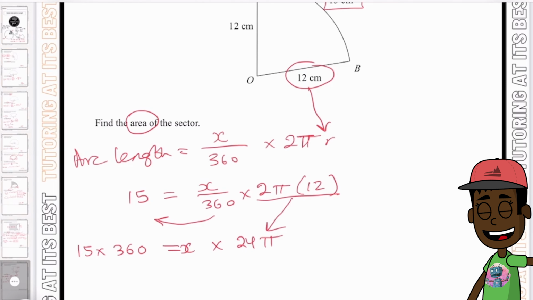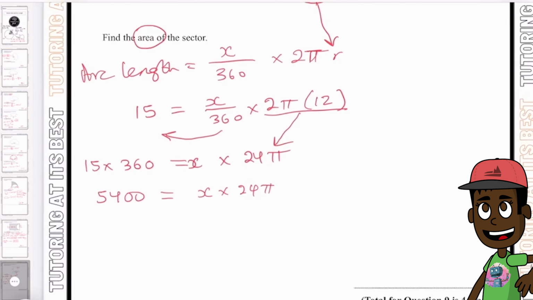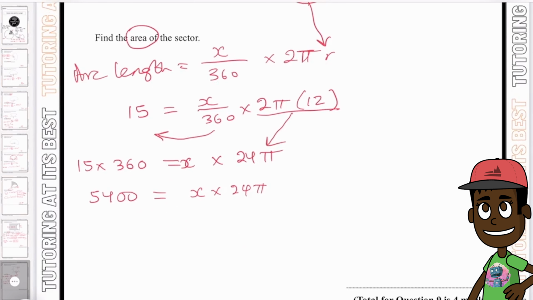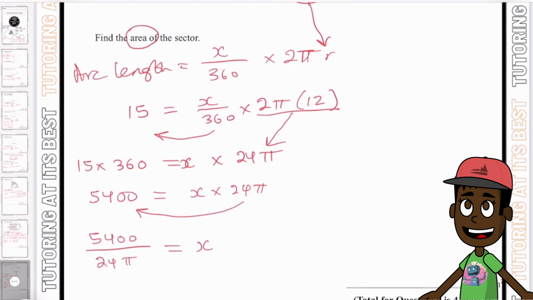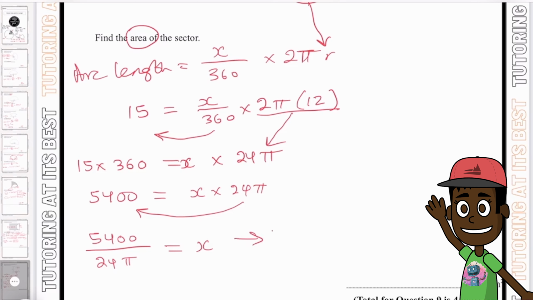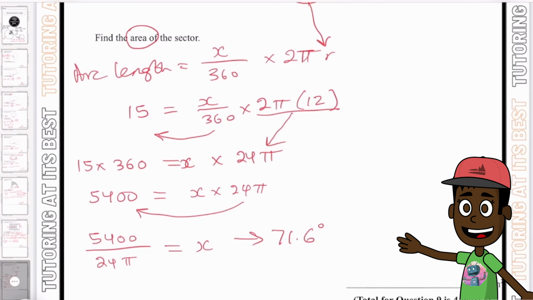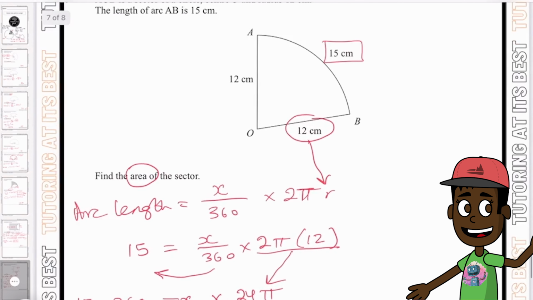So if we do 15 times 360, we have 5,400, which then equals x times 24 pi. With that in mind, we can now go ahead and make x the subject. So we can take the 24 pi over. Right now it's a multiply, so we'll make it into a division. So we'll have 5,400 divided by 24 pi, which equals x. And if we now calculate that out, we know that will equal 71.6 degrees. So that's step 1. We now know that our value of the angle is 71.6 degrees.